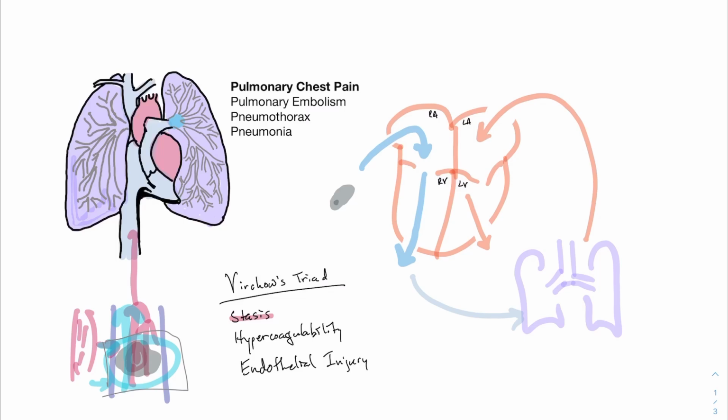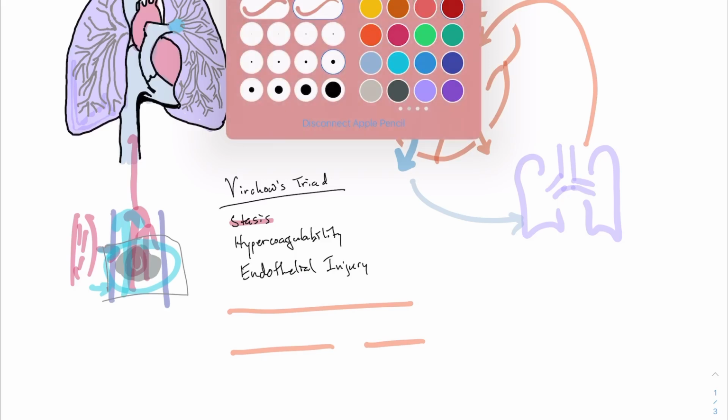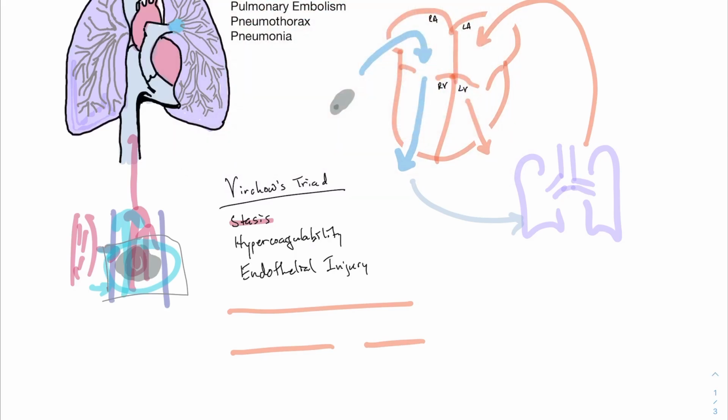A lot of times patients feel some chest pain, they'll feel dizzy, and they'll suddenly drop, and then they can die. Now, before we move on, I just wanted to finish off Virchow's triad. The other two causes that can increase your risk of forming a clot are hypercoagulability, which refers to increased risk of clotting, and endothelial injury.